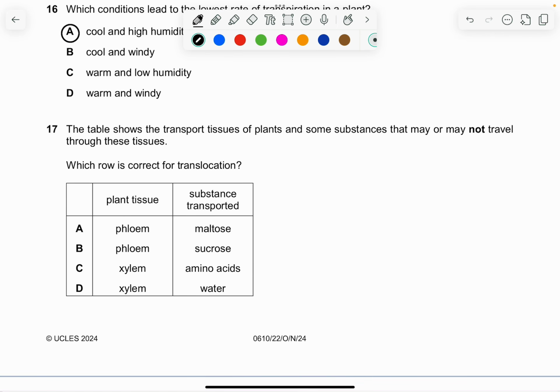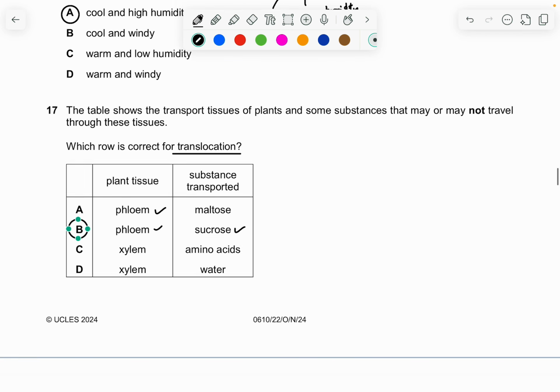Question 17. The table shows the transport tissues of plants and some substances that may or may not travel through these tissues. Which row is correct for translocation? So translocation, where does it occur? In the phloem. Okay, and what do they transport? Sucrose. So the answer is B. It's really straightforward.